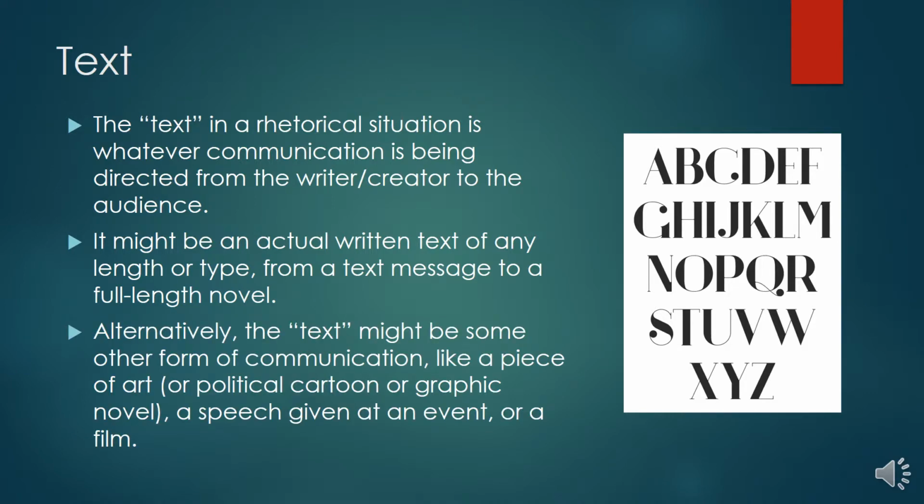Alternatively, the text, which is in quotes because it might not necessarily be what we think of as a text, might be some other form of communication, like a piece of art, even a painting or something like that, a political cartoon, a graphic novel. It could be a speech given out loud at an event, or something like a film or a television episode. All these things can be considered text in the sense that they are communications from a writer or creator to an audience, which makes them a rhetorical situation. So for the purposes of rhetorical situation, a text can be something that's not written down.